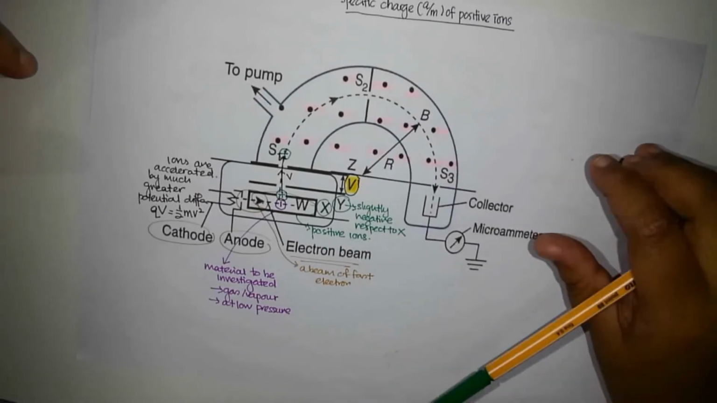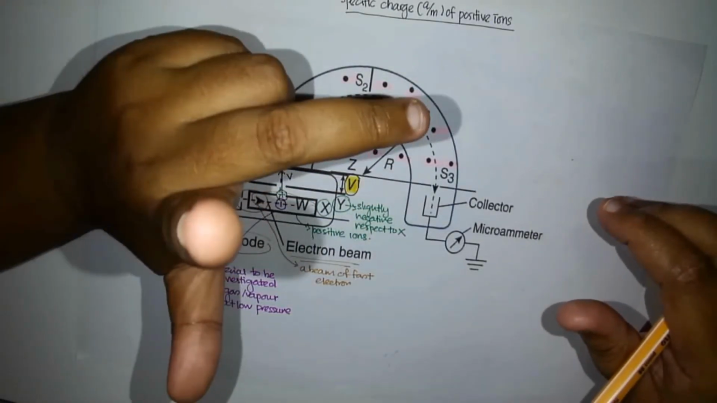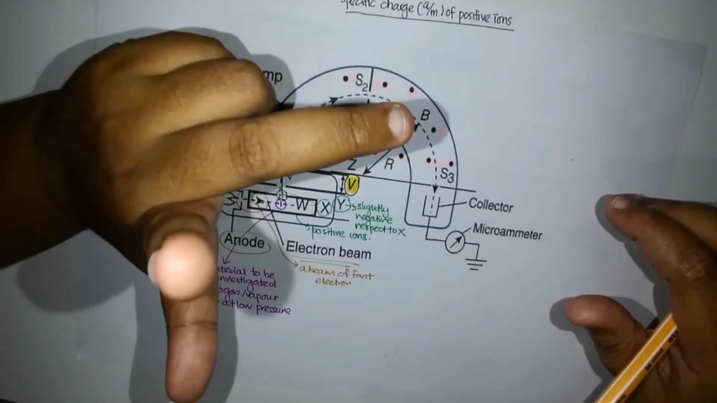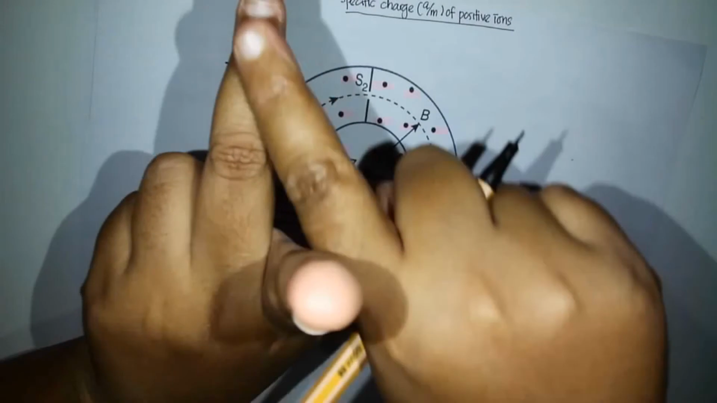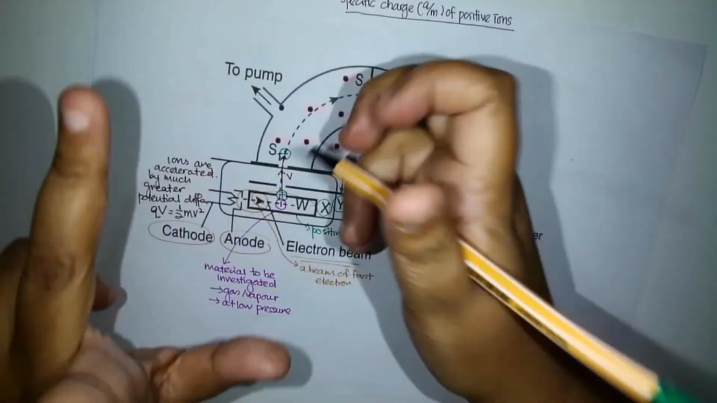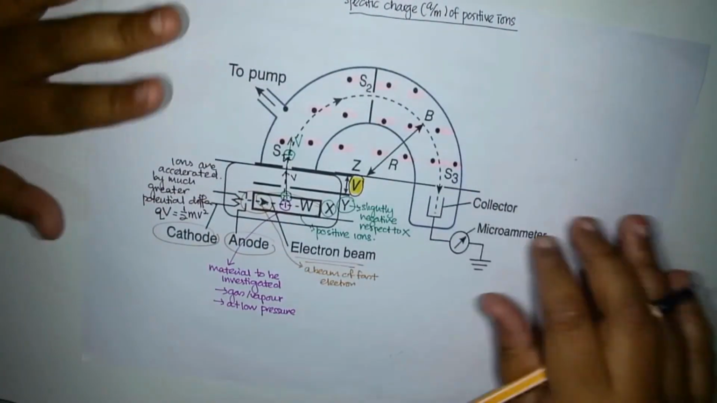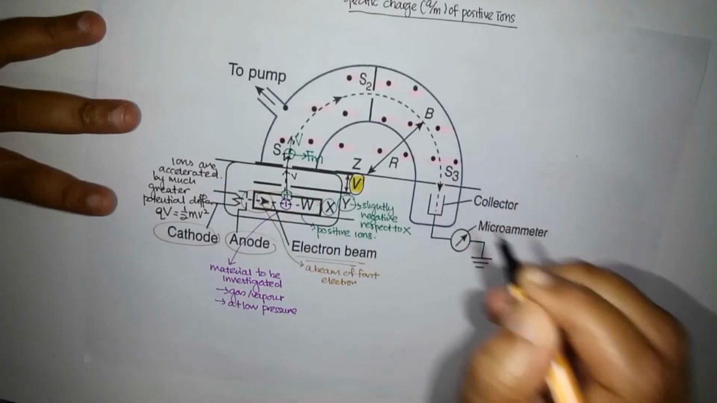So we use our Fleming left hand rule here. The B is out of the page, and the direction of the V is here. FBV, right? So B is out of the page, V is in this direction. Therefore, the direction of the magnetic force is in this direction.